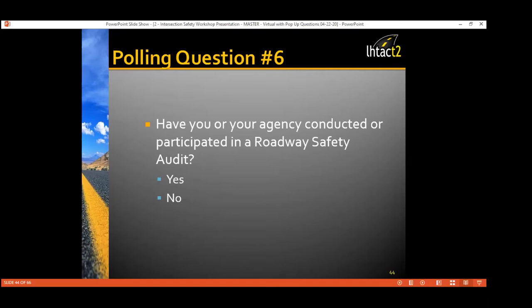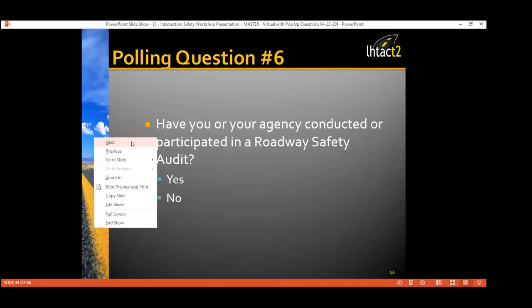Here's our results, Brent. Okay, very good. Very interesting. Actually, if I were to guess, I would have guessed that maybe the no bar might have been a little bit larger, but 62% no, 38% yes, and that's encouraging. So again, it is a tool in the toolbox. You don't use the audit process for every little safety issue that comes along, but if you've got some severe problems with safety, either on a stretch of roadway or at a particular intersection or two, this audit process will help you. And again, LHTAC has a separate workshop for that, so if you want more information, certainly contact them and they'll be happy to help you set that up.